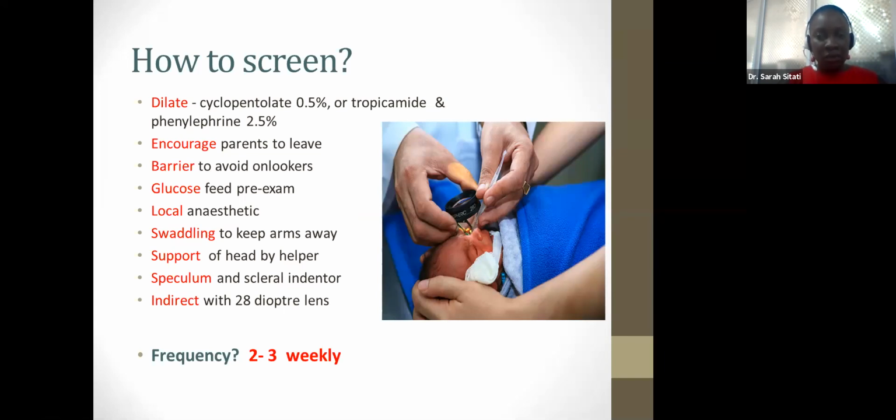How often do we screen? Depending on the stage of ROP, the more serious babies, or those who have undergone treatment, we will screen more frequently, about weekly. But generally, we do the examinations 2 to 3 weekly for the children. I would like to say that most cases of ROP actually regress without treatment, but there are those which need close follow-up, and those who have had treatment, we follow them up more frequently so that if there is any relapse, we can catch it early enough.